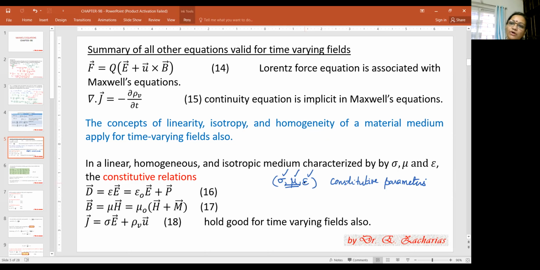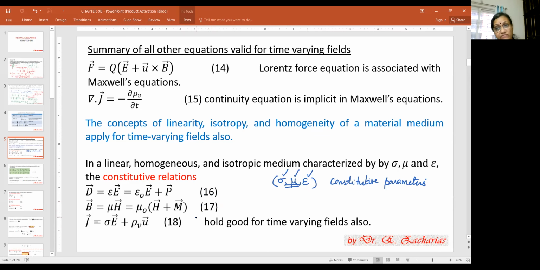And where do you come across these constitutive parameters? They are seen in these three equations, 16, 17, and 18. I'm not going to get into it because it's only a summary. And therefore, these three equations are called constitutive equations.